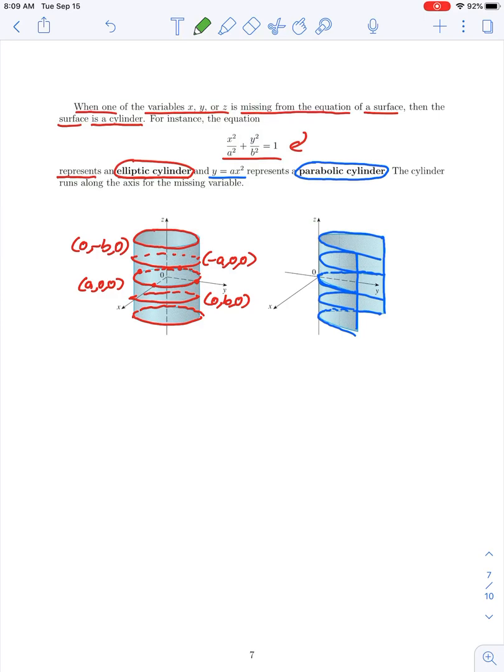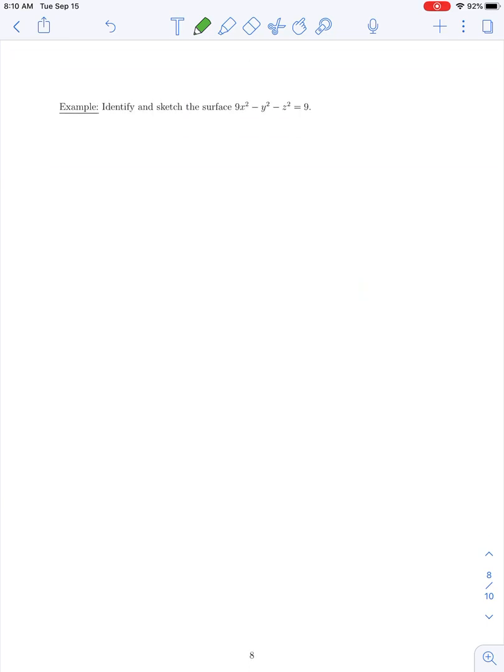Now, one other thing that we can mention here is that the axis for our cylinder would run along the axis corresponding to the missing variable. So in these two examples, we were omitting the variable z, so our cylinder is running along the z-axis. But in general, if we had a different variable missing, we would have a cylinder running along maybe one of my other coordinate axes.